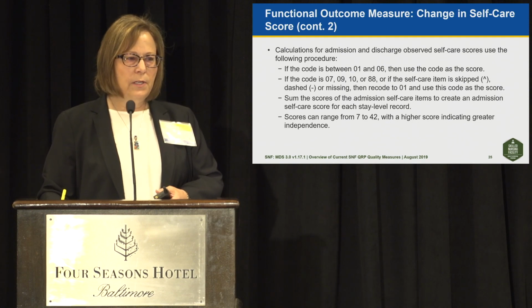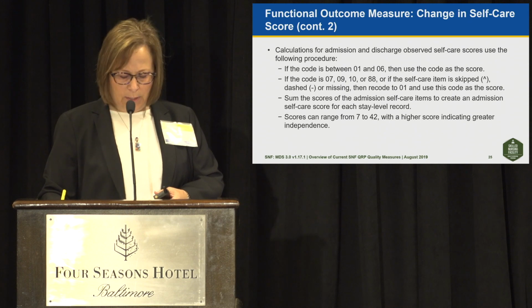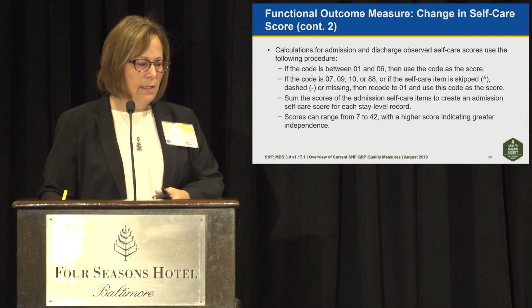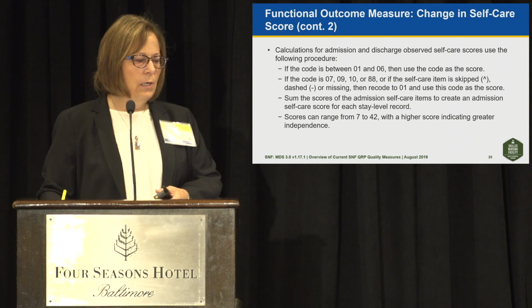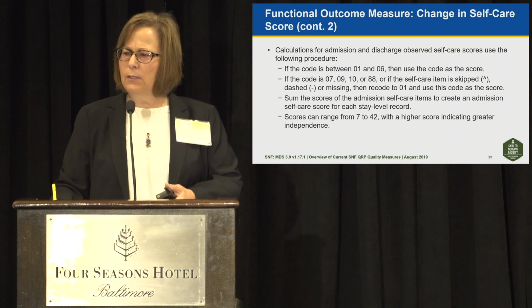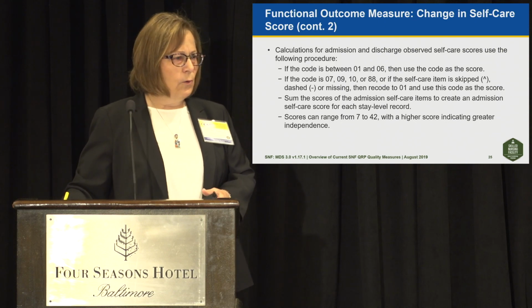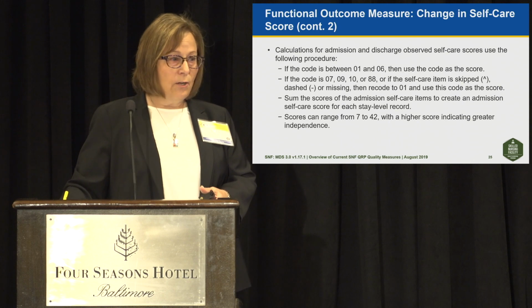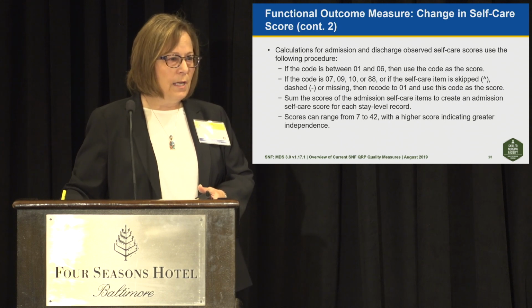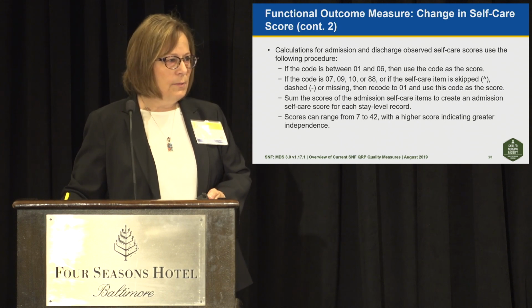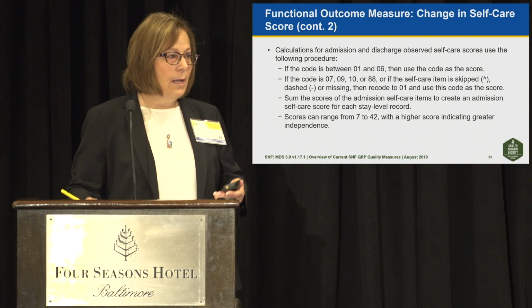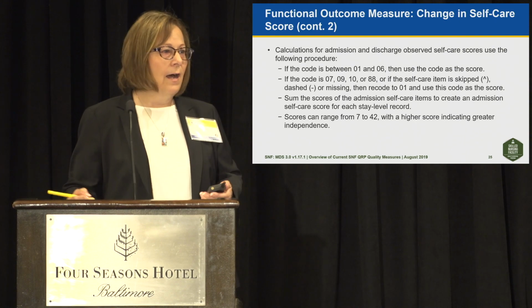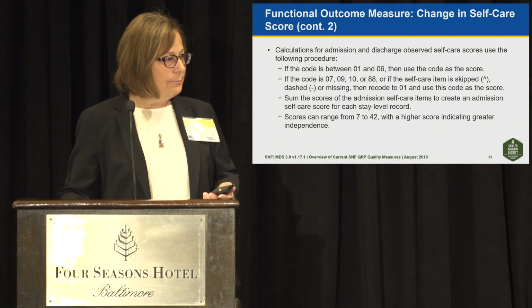Sum the scores of the admission self-care items to create an admission self-care score for each stay level record, and the scores can range from 7 to 42, with a higher score indicating greater independence. And the first time I looked at this, I said, well, why 7 to 42? Because there are 7 admission performance items and discharge performance items. The minimum code is an 01. 01 times 7 is 7. And the highest is 06.